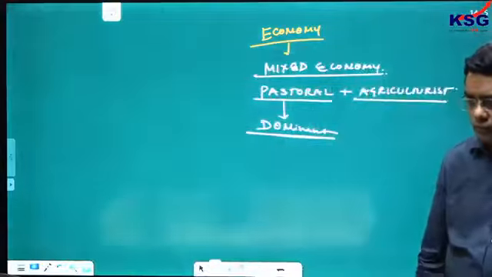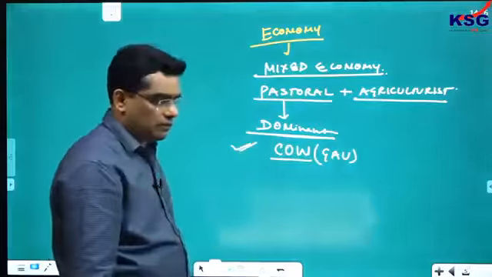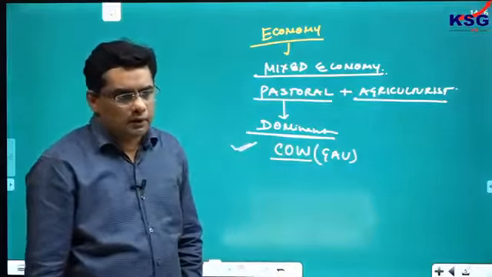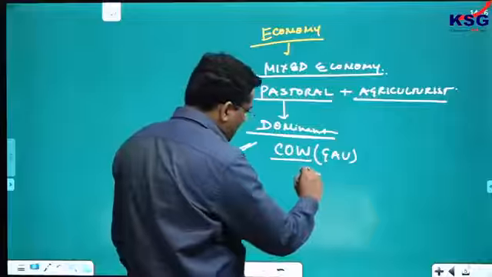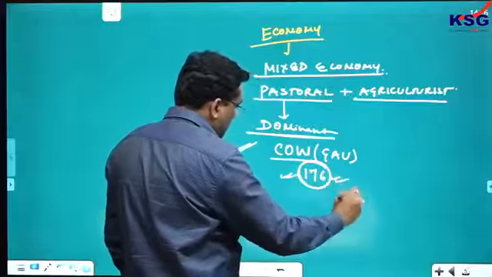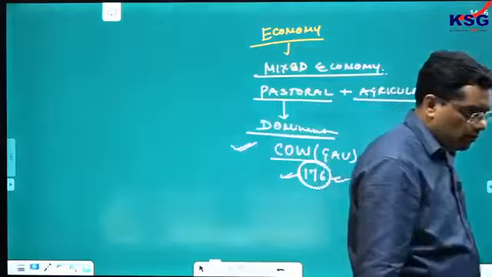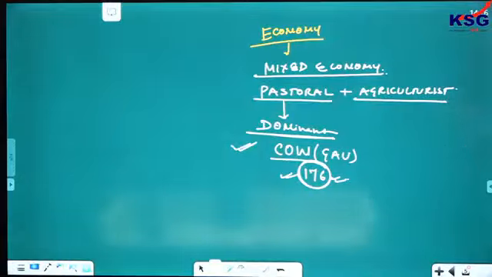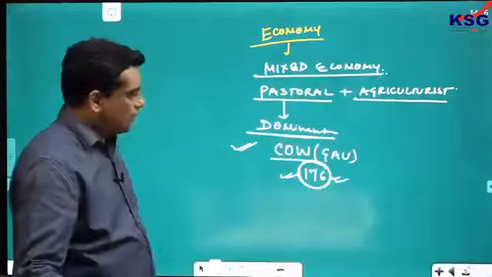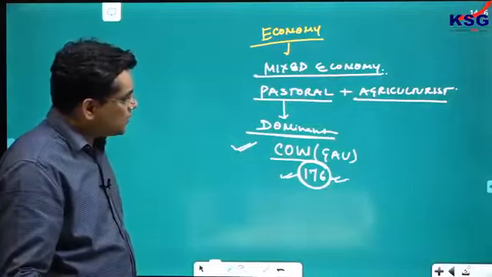Cow was the main form of economy. After horse, this is the most important animal, mentioned 176 times in the Rig Veda.